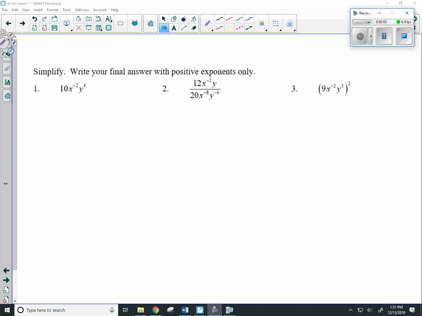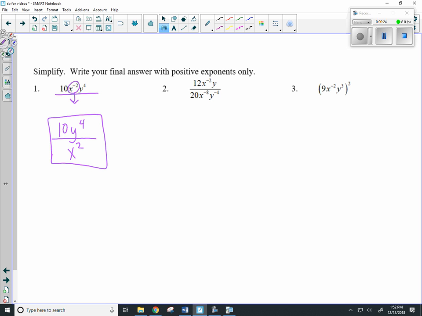Alright, for these we want to write these with positive exponents. So if you look at number 1, 10 doesn't have a negative exponent, y to the 4th doesn't have a negative exponent, but this guy does. So we're going to take that one, move it down. So left up top we'll have 10y to the 4th over x squared. And that's it for that one.